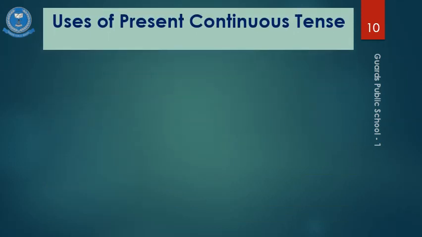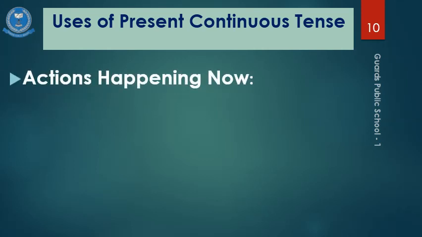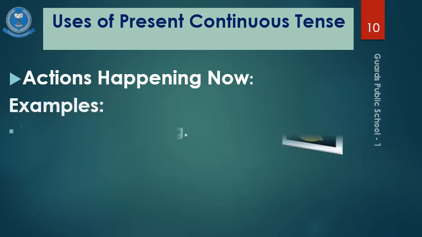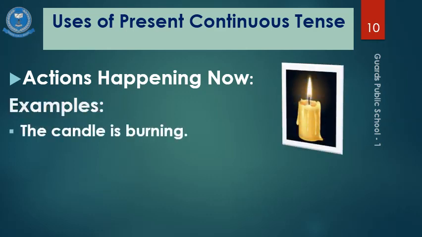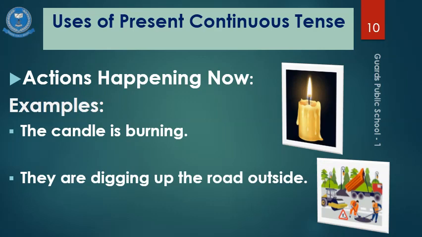The present continuous tense can be a little confusing because it has several different uses. In this video, we will learn how we can use the present continuous tense. We use present continuous for the actions that are still happening at the time of speaking. For example, the candle is burning. They are digging up the road outside.